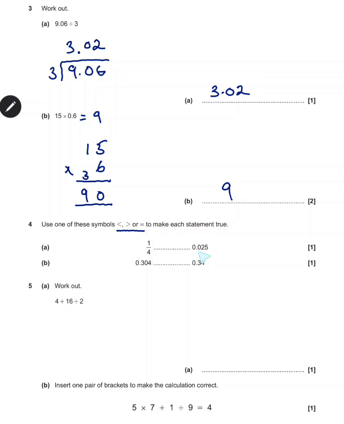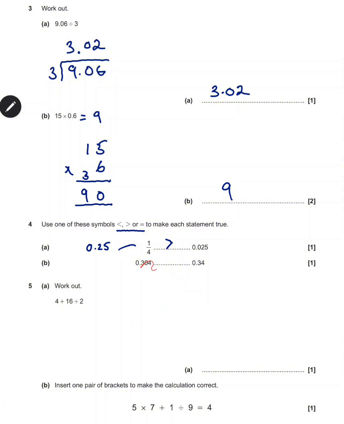Question 4, we've got to use inequality symbols to match these things up. So a quarter and 0.025, bit of a naughty one that, because a quarter is 0.25. And 0.25 is much bigger than 0.025. Just looking at that first digit after the decimal point to compare.